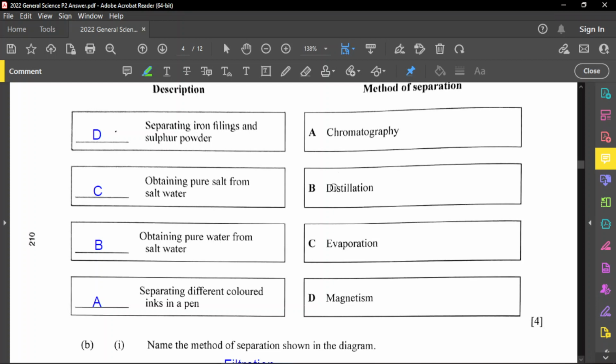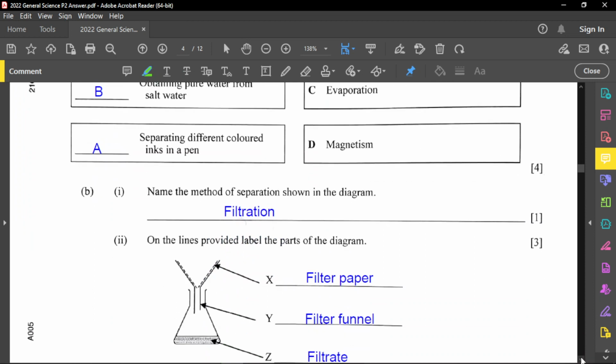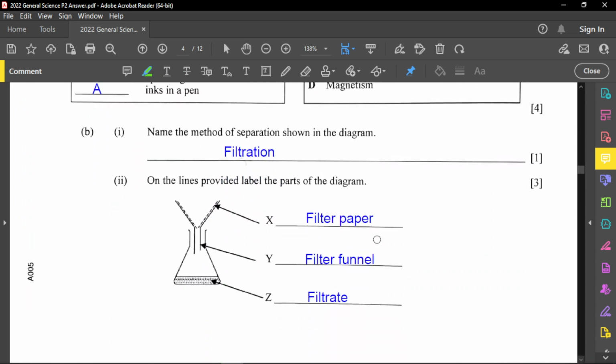And so distillation will cause the water to evaporate and then condense, and you can collect the water at the end of the distillation apparatus. For the last one, it's separating different colors of ink in a pen, and you use here the chromatography. It is called paper chromatography. All right, so for part B of this question, it said name the method of separation shown in the diagram. And this is the diagram they're talking about here. And this is a filtration.